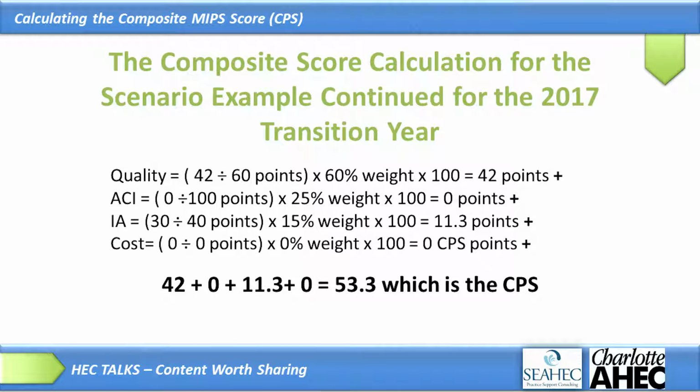The quality performance score would equal 42 divided by 60 points, multiplied by 60% weight, then multiplied by 100, equaling 42 points. The ACI performance score would equal 0 divided by 100 points, multiplied by 25% weight, then multiplied by 100, which would equal 0 points. The IA performance score would equal 30 divided by 40 points times 15% weight, then multiplied by 100, equaling 11.3 points. And the cost performance score would equal 0 divided by 0 points, because the information is not available for 2017, multiplied by 0% weight, then multiplied by 100, equaling 0 CPS points. Adding all of these scores together, 42 plus 0 plus 11.3 plus 0 equals 53.3, which is the CPS.